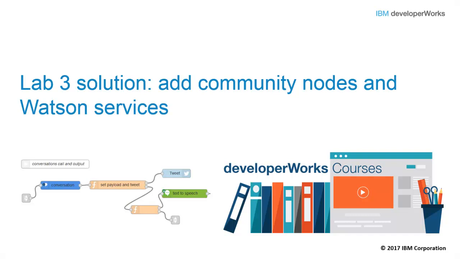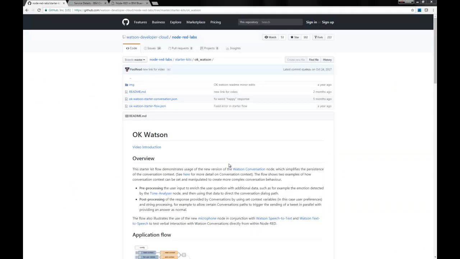This is the solution for Lab 3, Part 2, where you will import a conversation called OK Watson, which is available as a starter kit on GitHub. If you haven't used Watson Conversation before, follow the link in the steps of the tutorial, which will help you get started. As the conversation has been pre-built, you need to save the file.